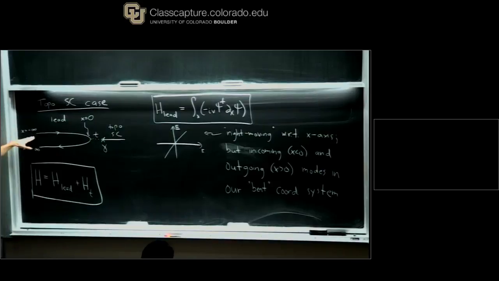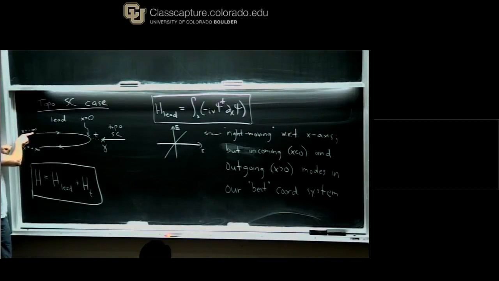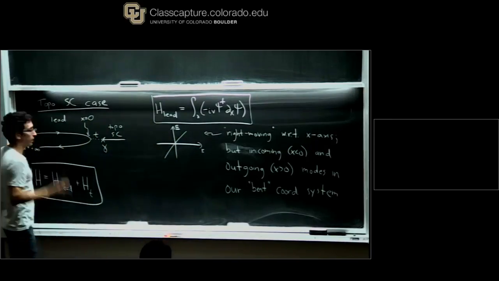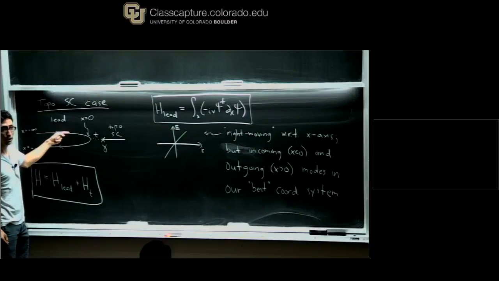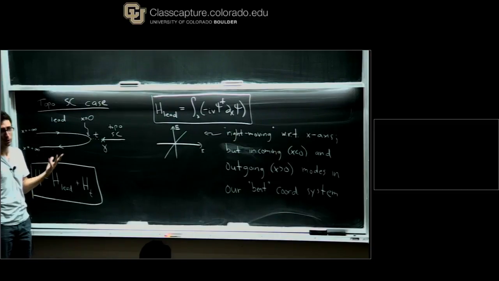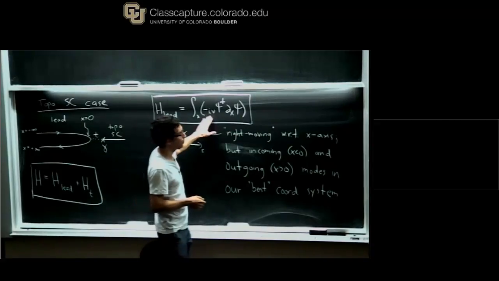The way I'm actually setting up my coordinate system, I'm bending the coordinate system so that x equals minus infinity is up here, x equals 0 is here, and x equals plus infinity is down here. So for x less than 0, those right-moving modes correspond to incoming electrons, and for x greater than 0, those, again, quote-unquote right-moving electrons correspond to outgoing modes. So we have both incoming and outgoing modes, which is, of course, what you need in a physical lead. I hope that clarifies a bit that form.